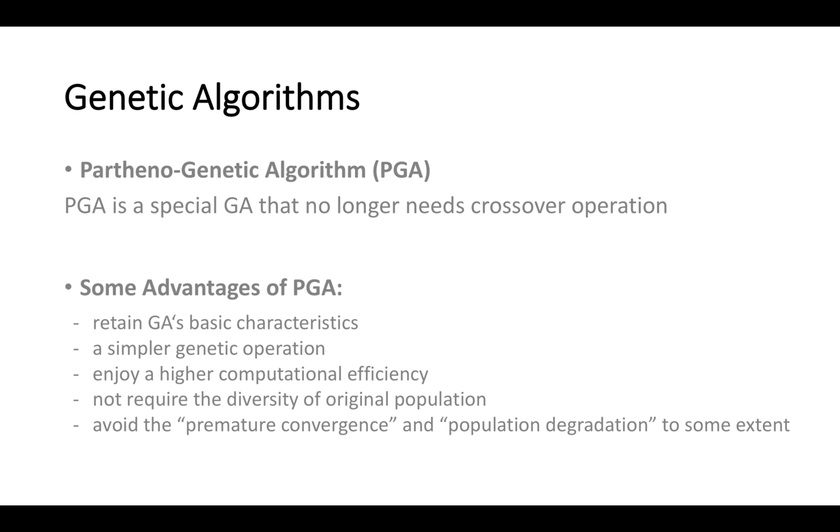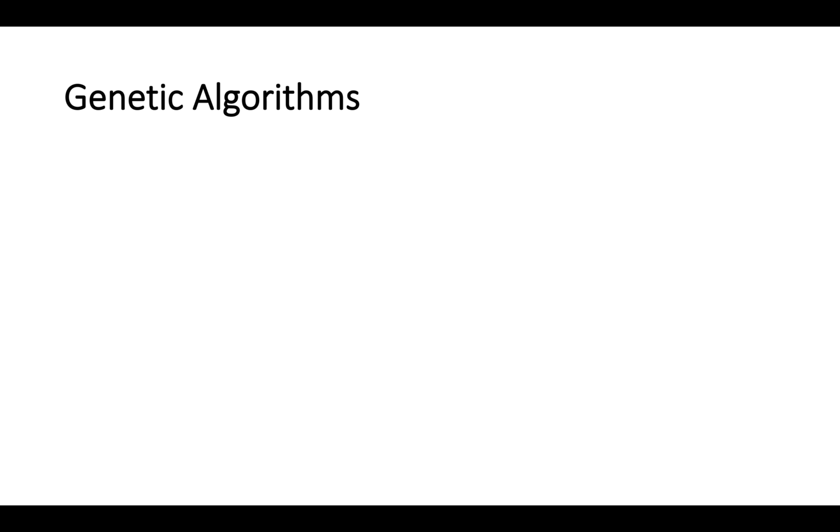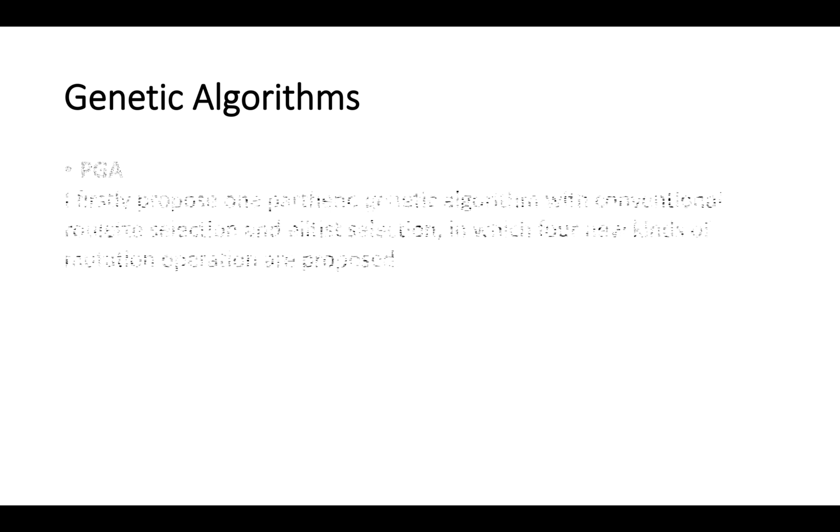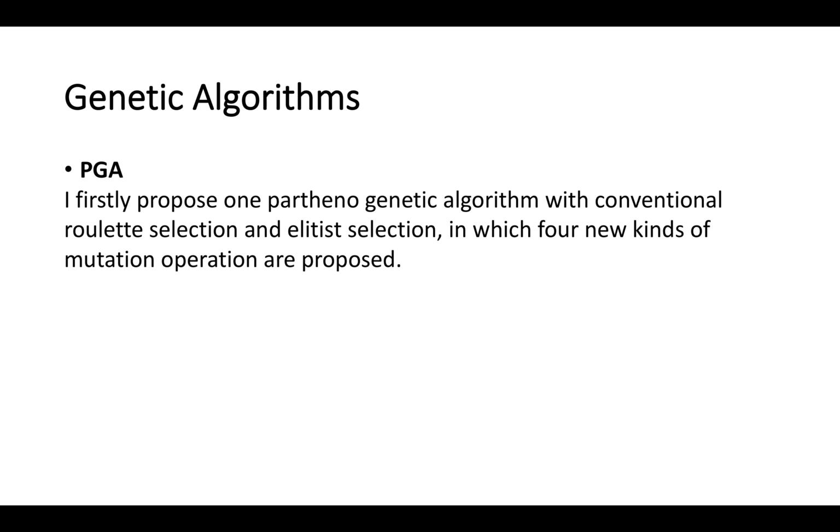So, I use parthenogenetic algorithm to solve the multiple traveling salesman problem with the constraint of the minimum tolerance for any of the salesmen. I first proposed one parthenogenetic algorithm with conventional roulette selection and elitist selection, in which 4 new kinds of mutation operations are proposed.